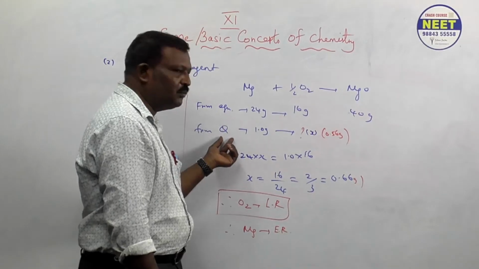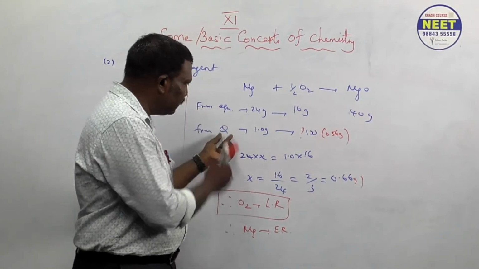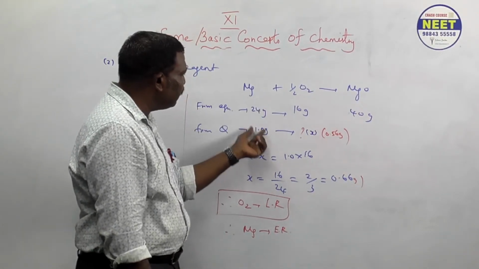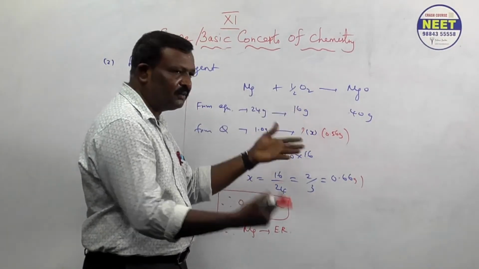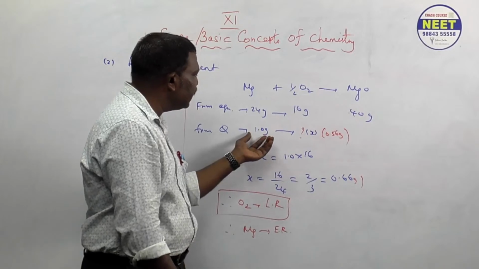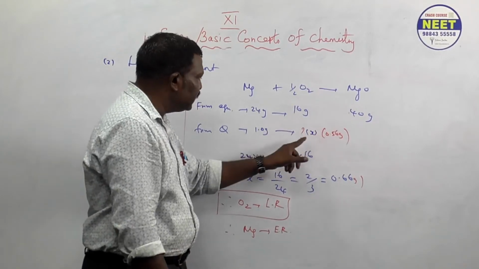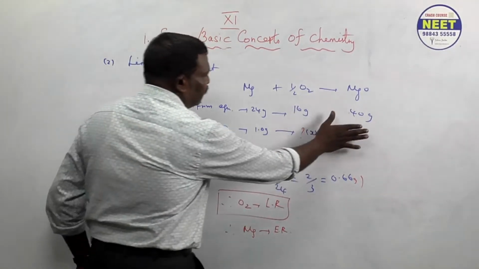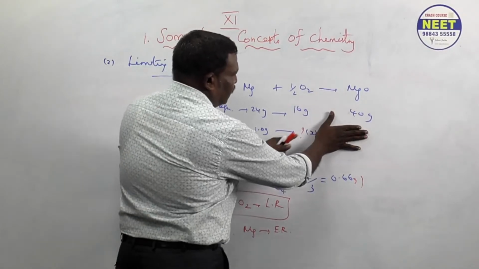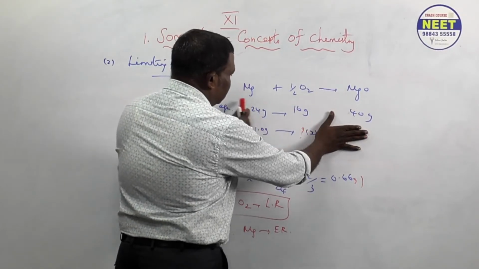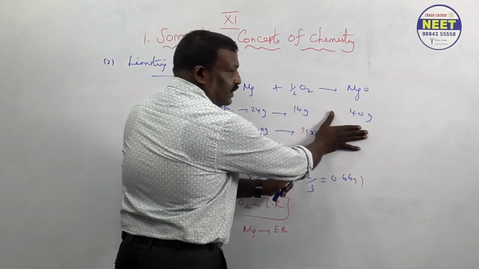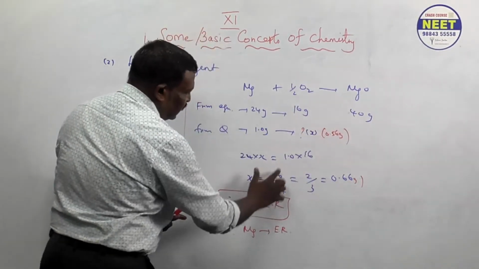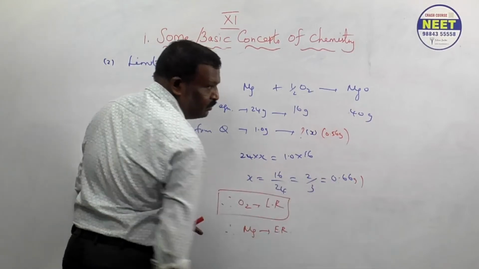Then now come to the sum. In the sum itself, 1.0 gram of magnesium is given. So 24 gram of magnesium can react with 16 gram of oxygen; 1.0 gram reacts with how much? Consider it X. So X into 24 equals 1.0 into 16. Therefore X is equal to what? If you find out, we get 0.66 gram.